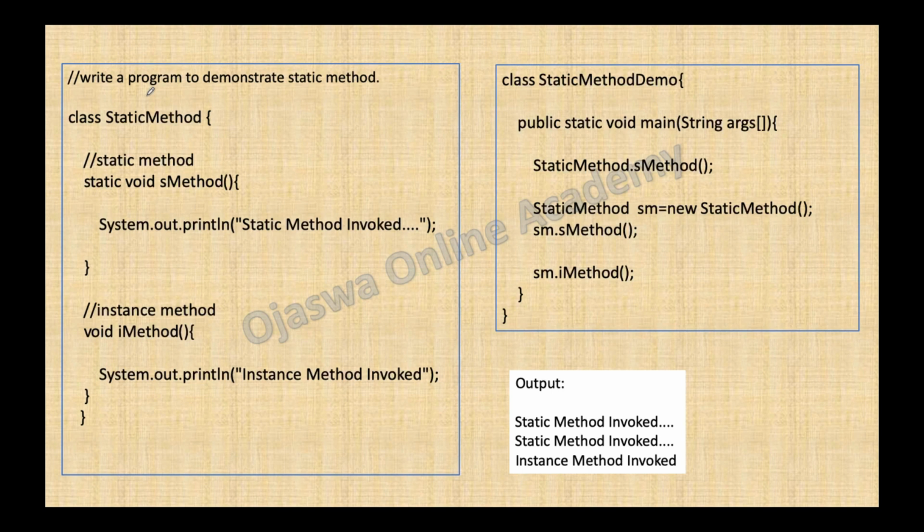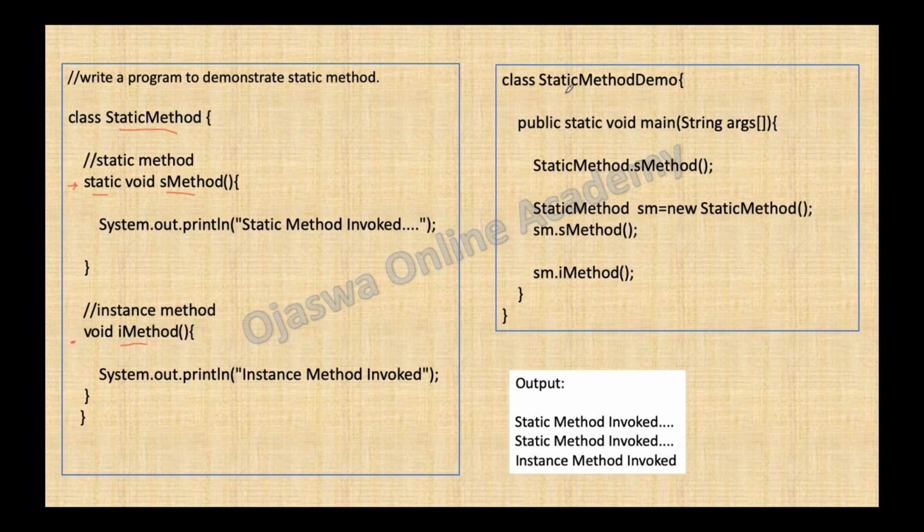Let us write a program to demonstrate how to define and call a static method. We have defined a class named StaticMethod. There are two methods defined in the class. One is static. Name of the static method is sMethod. And the other one is instance method. Name of the instance method is iMethod. Look at the signature of the method carefully. Static method is preceded with static keyword and instance method is not preceded with static keyword.